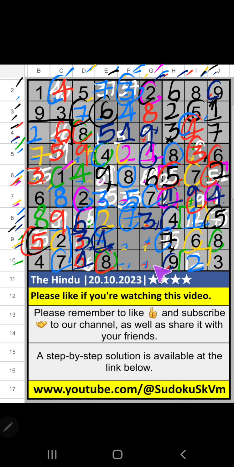Then 10th row 2 numbers are remaining, 5 and 6, column G we have 6, so 6 can't come in the cell, 6 is confirmed here, then 5 is here. 8th grade and 9th row 2 numbers are remaining, 4 and 9, column G we have 9, so 9 can't come in the cell, 9 is confirmed here, then 4 is here.